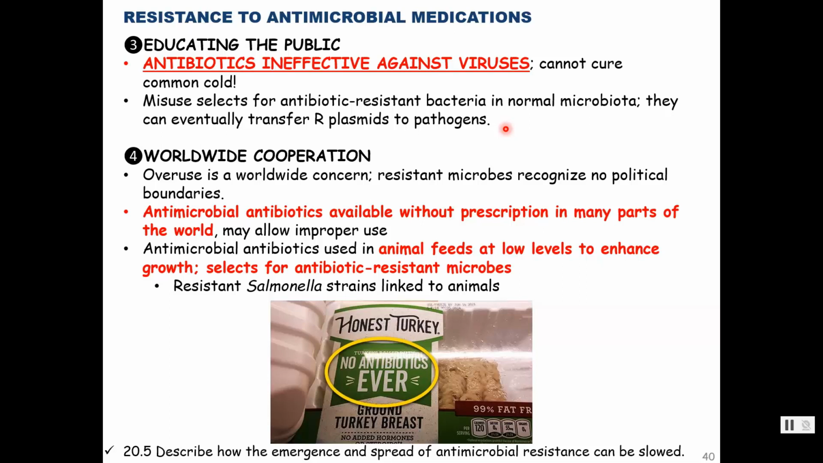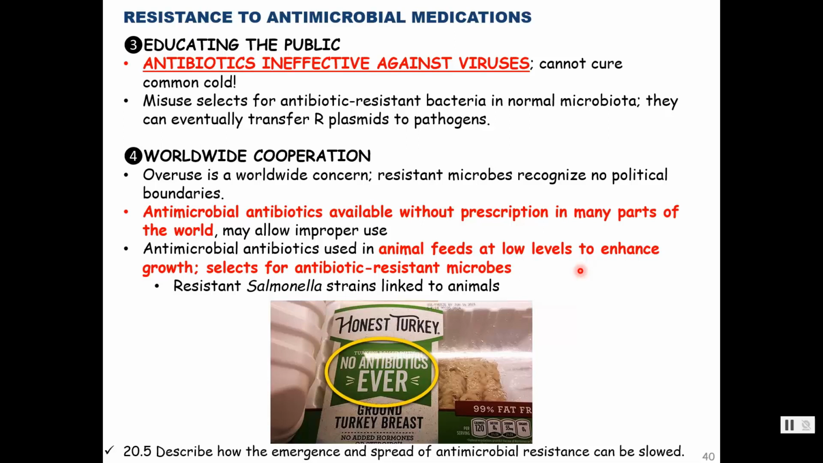And then when you do get a pathogen, they can transfer that R plasmid to that pathogen. It really is going to have to be a worldwide effort. There are many countries in which antibiotics are just sold over the counter without a prescription. So anyone can just go get that, actually Latin America and Asia. Other things too, the use of antibiotics in animal feeds.